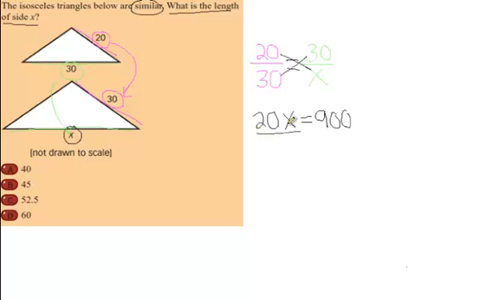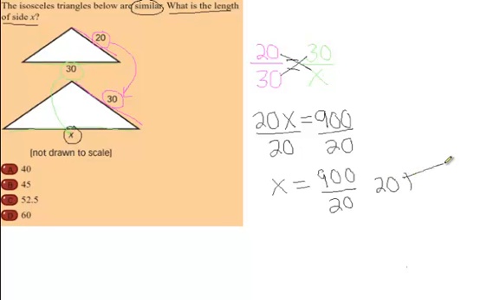The 20 is connected to the x by multiplication, so we're going to do the inverse operation, which is division. And I get x equals 900 over 20. That is a crazy improper fraction. So I'm going to kick that into the house, do my division, and hopefully the answer I get is an answer choice that's there. But I don't know. Let's just do it and find out.